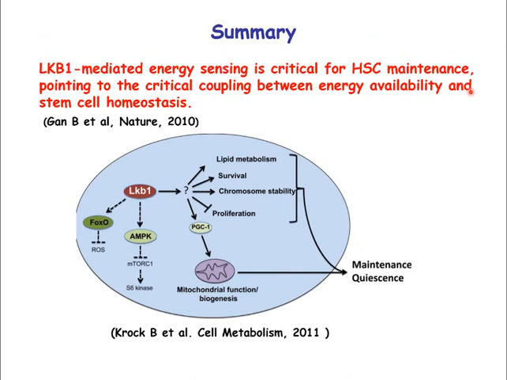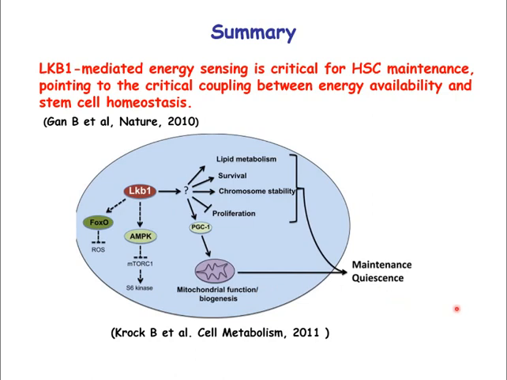So I'm going to skip a lot of data because this was published a while ago, but the take-home message from our study is that LKB1 mediated energy sensing is critical for hematopoietic stem cell maintenance, which also points to important coupling or integration between the energy availability and the stem cell homeostasis. So mechanistically, we found that LKB1 can regulate the energy metabolism in the hematopoietic stem cells through different mechanisms. One of the downstream effectors obviously is AMPK, but others include, for example, regulation of PGC1, leading to the regulation of mitochondrial biogenesis.